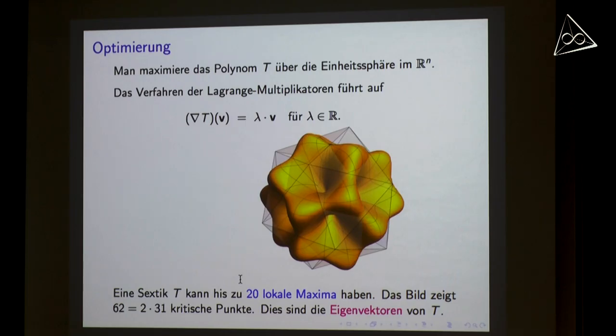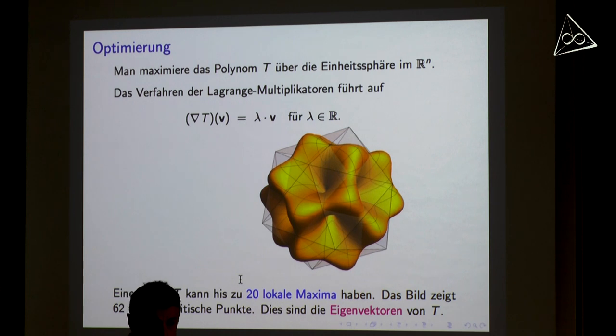So suppose you have a homogeneous polynomial t with real coefficients, and you would like to maximize the value of this polynomial on the unit sphere. So the unit sphere is all vectors where the sum of the coordinates squared is 1. Now, how do you solve such a problem? Right, you learn in calculus, this is a constrained optimization problem. So I want to maximize the polynomial subject to the constraint that x1 squared plus x2 squared plus xn squared equals 1. So we learn in calculus that we apply the method of Lagrange multipliers.